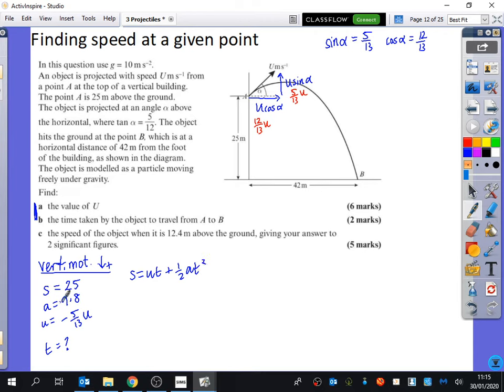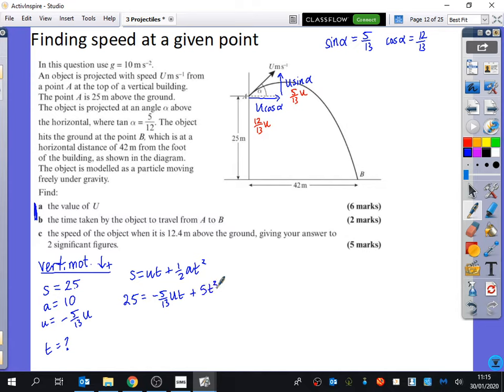Oh, I've even made a mistake here. No one told me. Why didn't anyone tell me that? I can't do everything, it's too much. So I get 25 equals minus 5 over 13 ut plus 5 t squared.